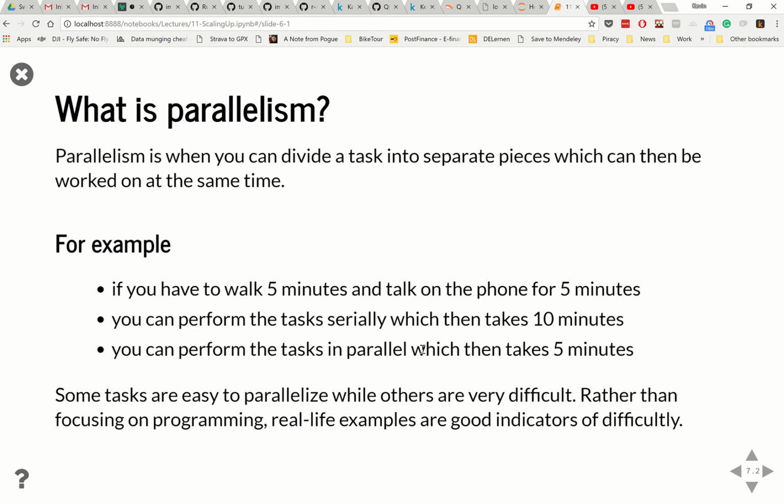Because humans are very parallel beings, to a limit, you can perform quite a few tasks at the same time. You can rehearse a speech while you're walking to work. You can take public transport and work at the same time. There's a lot of things you can do in parallel. Obviously, you only have 2 arms and 2 legs, so anything that requires more than that doesn't work particularly well. But you have the ability to do these tasks in parallel. And so rather than focusing on code, I think real life examples are very good indicators of difficulty and help you understand the issues a little better.